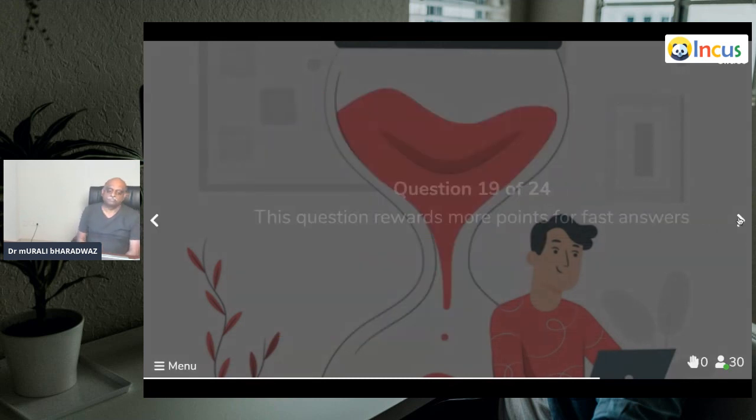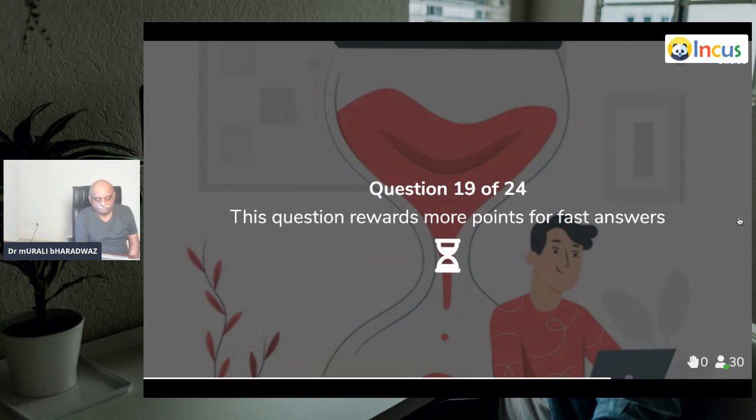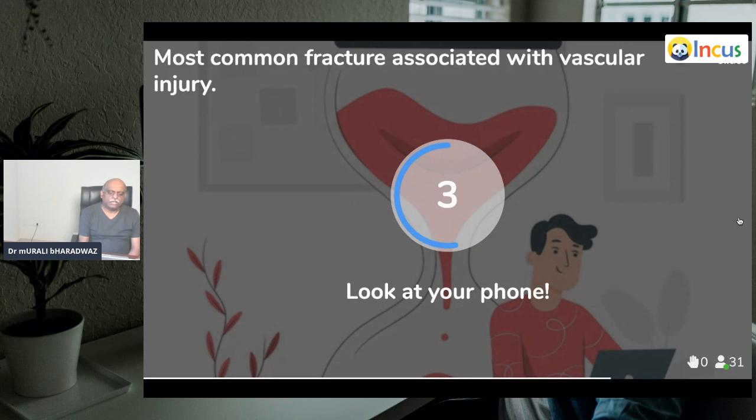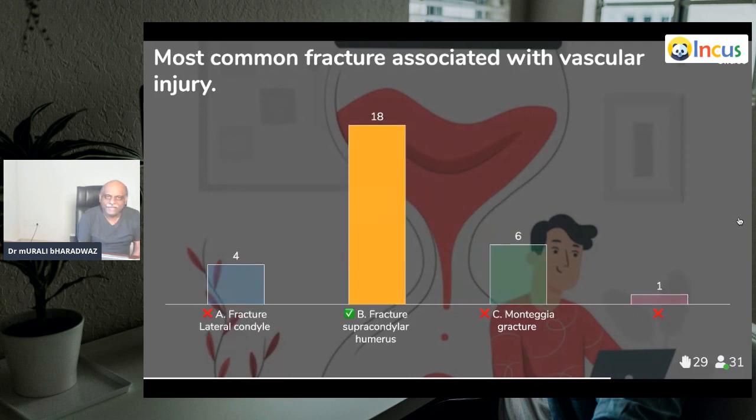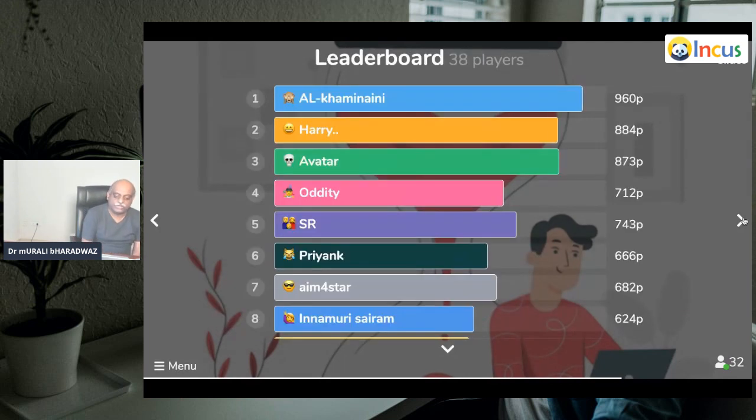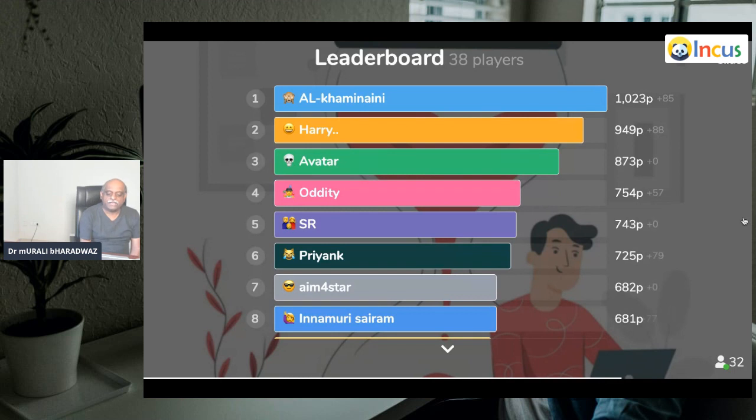Now, question number 19. The most common fracture associated with vascular injury. Which one? Boom, boom, boom. Hey, that's right. Fracture supracondylar humerus; the brachial artery is the one which is most often involved. That keeps Al Khamenei on the top.